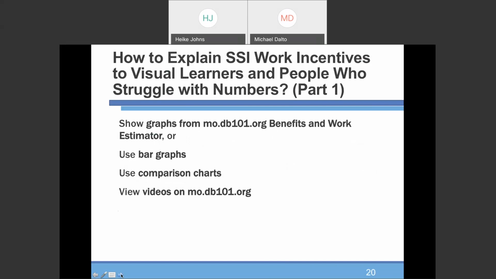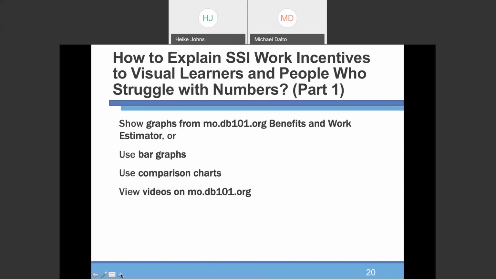So here's a key point about explaining work incentives to individuals. A lot of people just glaze over with purely verbal explanations. A lot of people are visual learners. A lot of other people just really struggle with numbers. Using too many numbers is not helpful to them. They need to see other visuals besides numbers to help them understand the SSI work incentives.